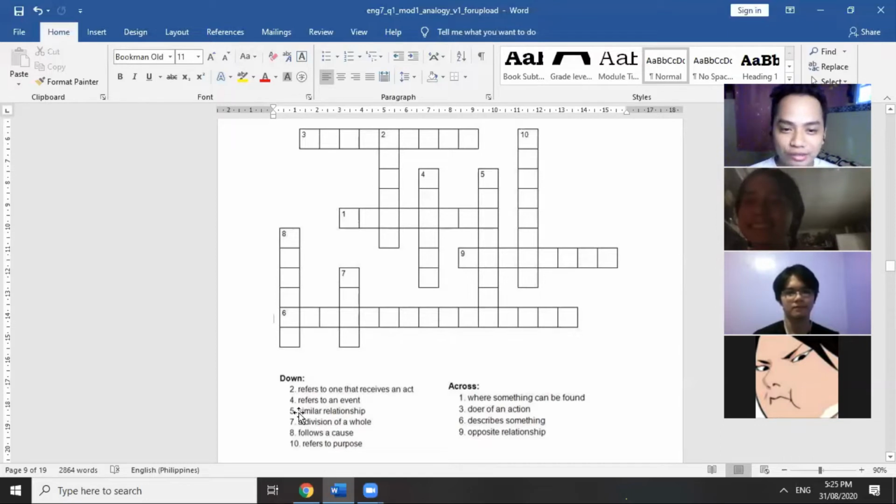Okay, very good. Object. Good. Down as well. Refers to an event. 4, 5, 6. Refers to an event. We can pass and then later we can answer. Refers to an event. You want to skip? Skip, right? Okay. 5. Similar relationship. 1, 2, 3, 4, 5, 6, 7, 8. Similar relationship.